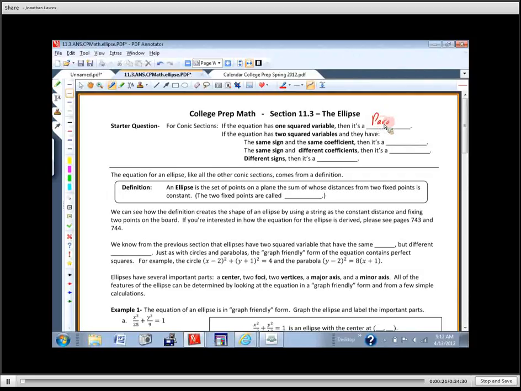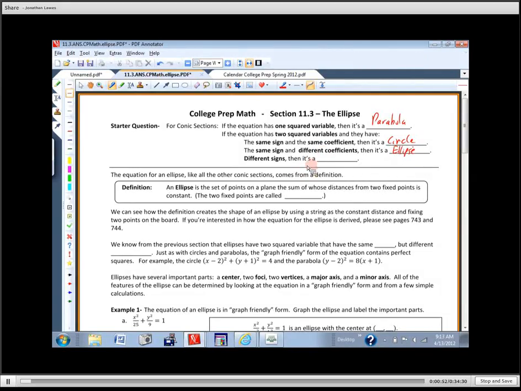Okay, if the equation has one squared variable, then it's what? Parabola. If it has two squared variables, there are three choices. We have to look at it. If they have the same sign and the same coefficient, what is it? It's a circle. Same sign and different coefficients, so they're both positive or both negative, but not the same number. That's an ellipse.